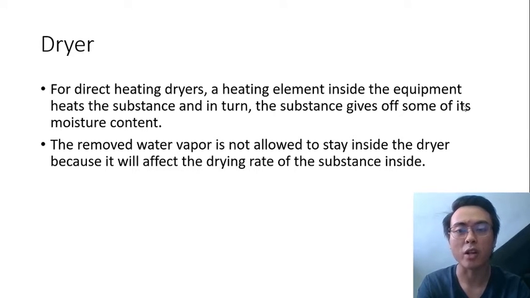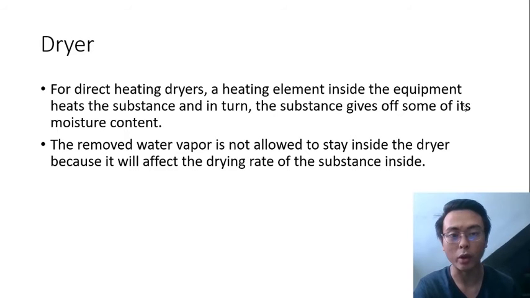In this type of dryer, you only have your feed as your inlet, and your outlet would be your dried product and the water or the water vapor removed. The removed water vapor is not allowed to stay inside the dryer because it will affect the drying rate of the substance inside. As soon as the water vapor is formed, it is removed from the dryer. So how does that look in a process?